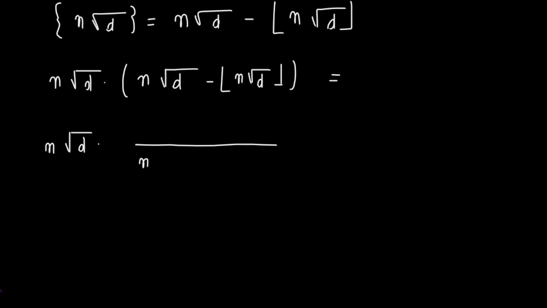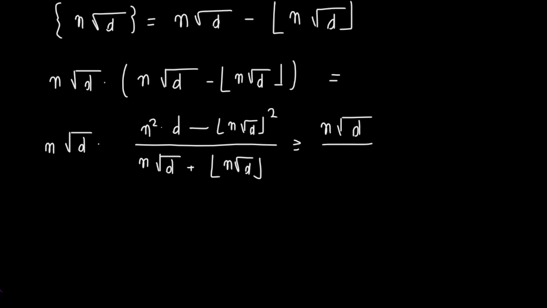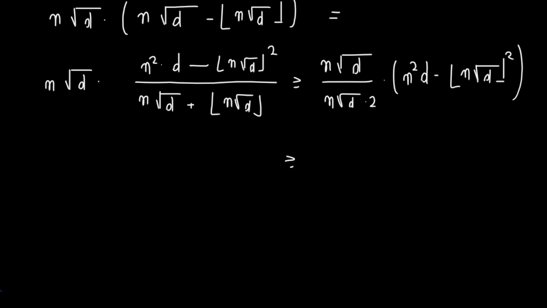So multiply by the conjugate. So we have n squared d minus the floor function squared, which indeed is bigger than n square root of d over n square root of d times 2, because the floor function is less than n square root of d, and when you take the inverse it's going to have the opposite sign. So here you have something like this.